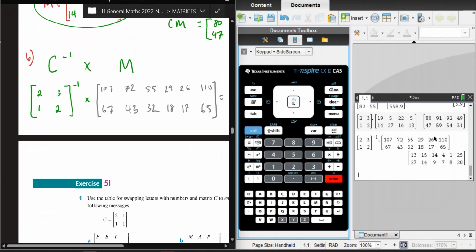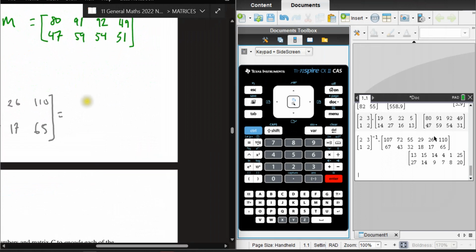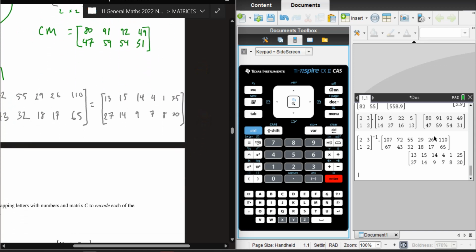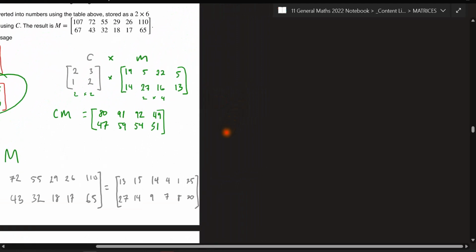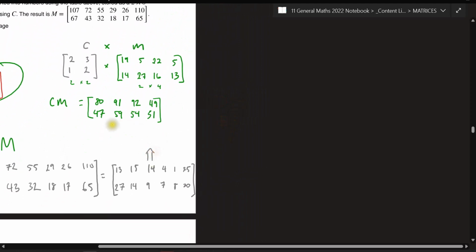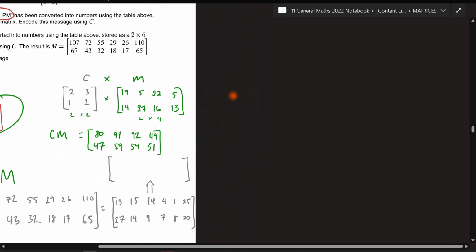Okay, so let's move this aside. The original message was this: 13, 15, 14, 4, 1, 25, 27, 14, 9, 7, 8, 20. Okay, so let's decode this message. I've run out of space, so I'm just going to write it on top here. So what's the message?